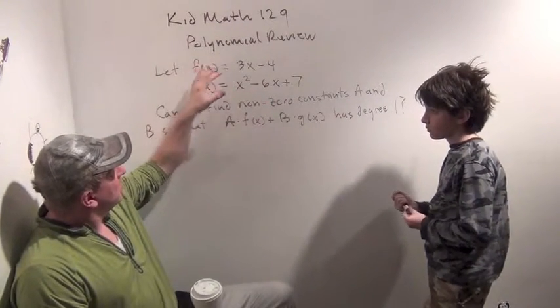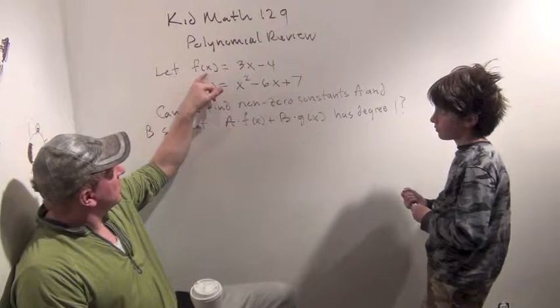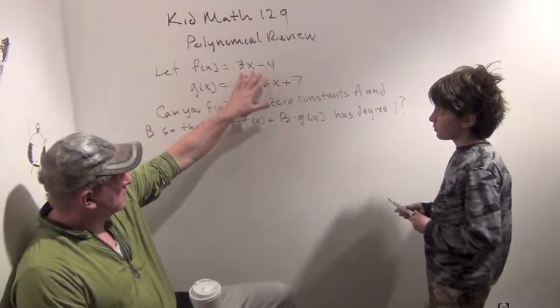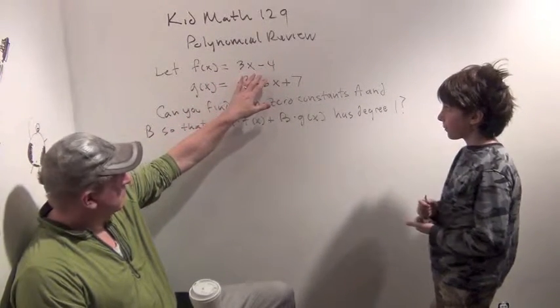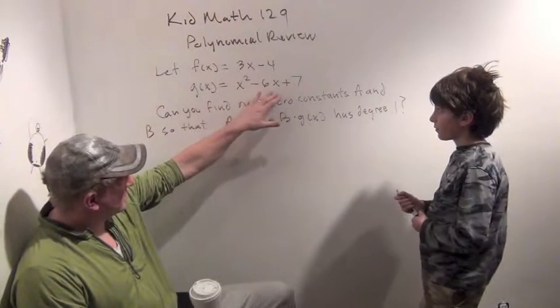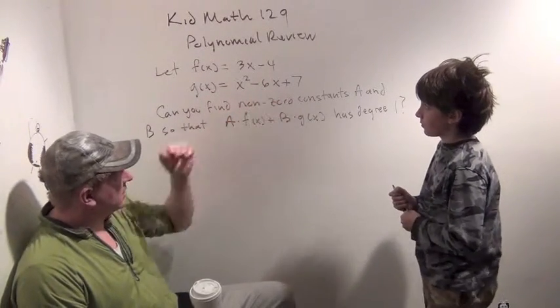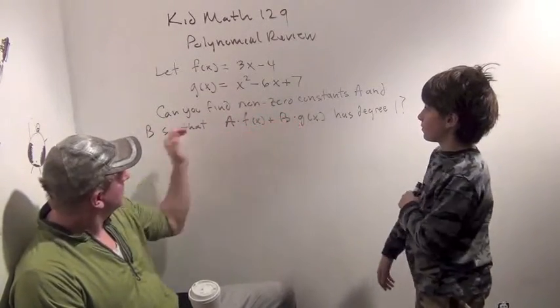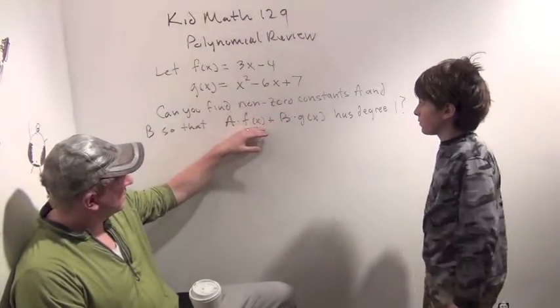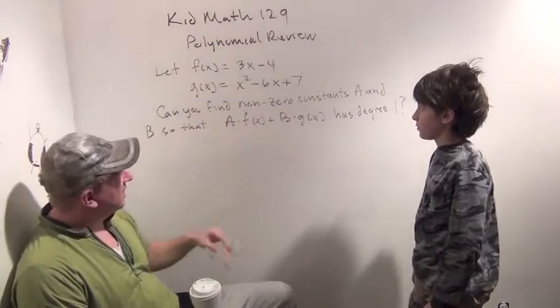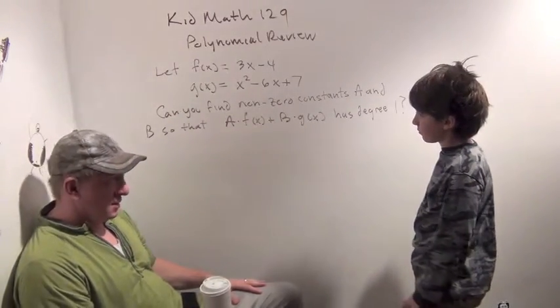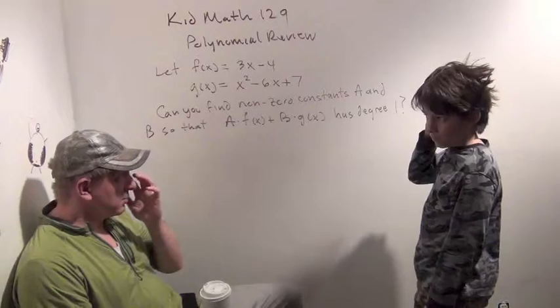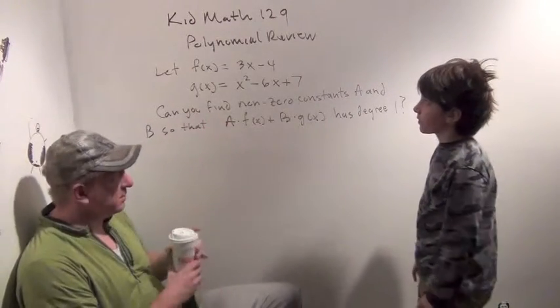Okay. So we have this function, let f of x equal 3x minus 4. That's a polynomial. G of x is x squared minus 6x plus 7. That's also a polynomial. Can you find non-zero constants a and b so that a times f of x plus b times g of x has degree 1? So this is a pretty challenging problem just in terms of even understanding what it means.